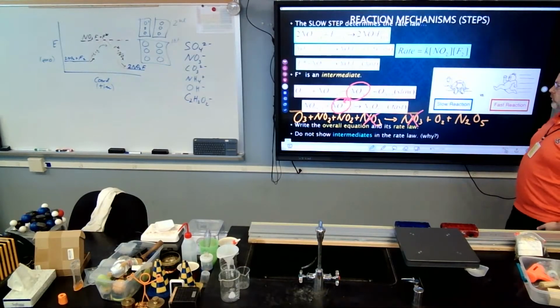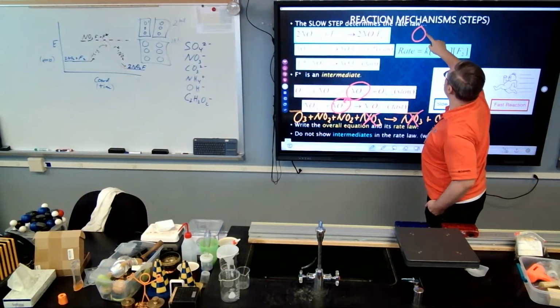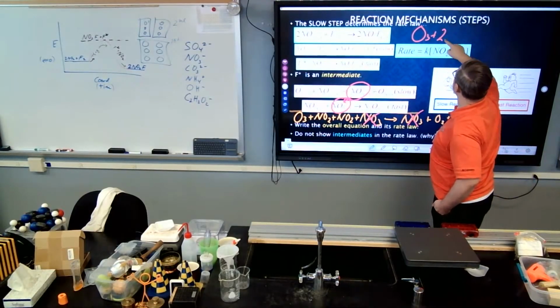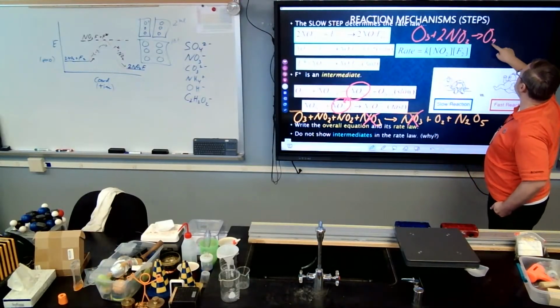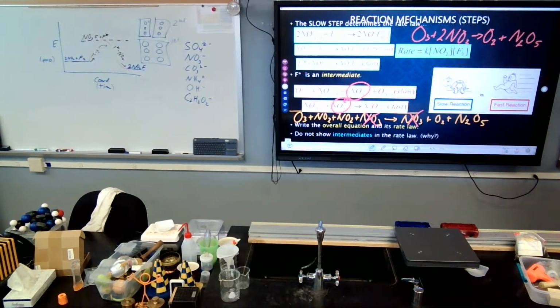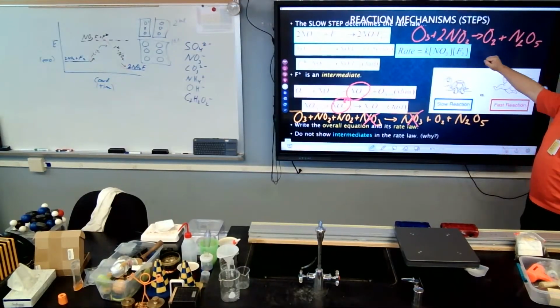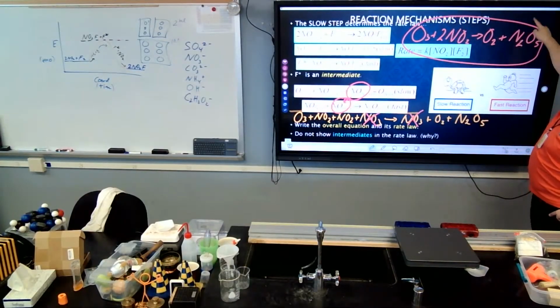So then we write down what's left over. And what's left over is O3 plus 2 NO2 yields a single O2 plus N2O5. Is that balanced? Yes. Two nitrogens. 4 and 3, 7 oxygens. 5 and 2, 7 oxygens. This is our balanced chemical equation.